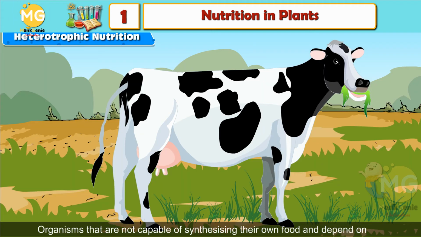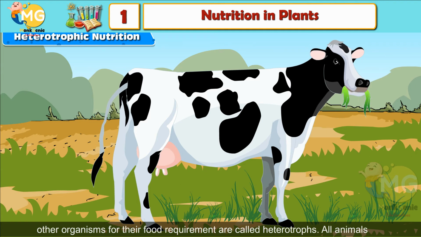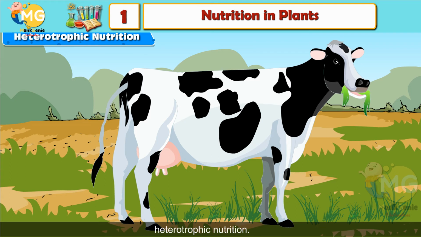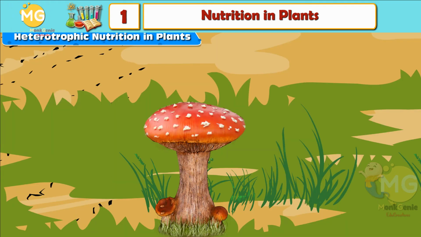Heterotrophic nutrition. Organisms that are not capable of synthesizing their own food and depend on other organisms for their food requirement are called heterotrophs. All animals and human beings belong to this category. Hence, the mode of nutrition in which organisms obtain their food from others, plants and animals, is called heterotrophic nutrition.